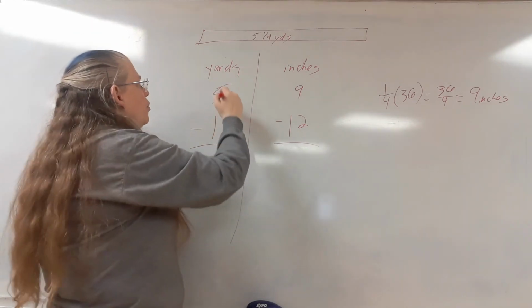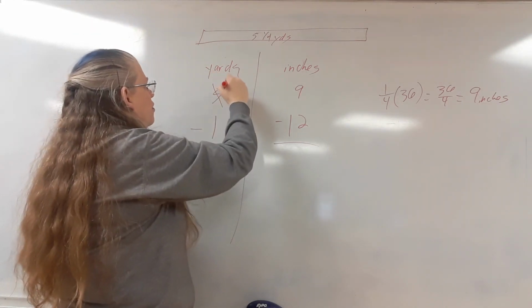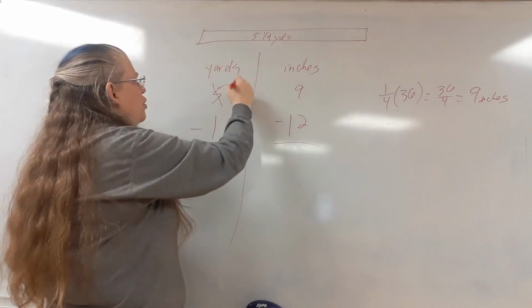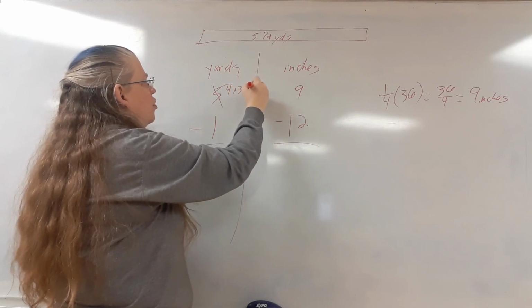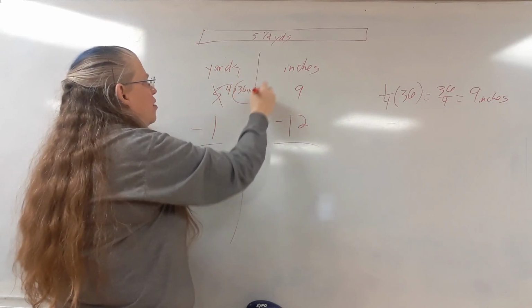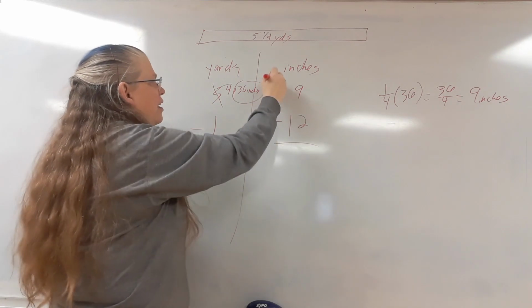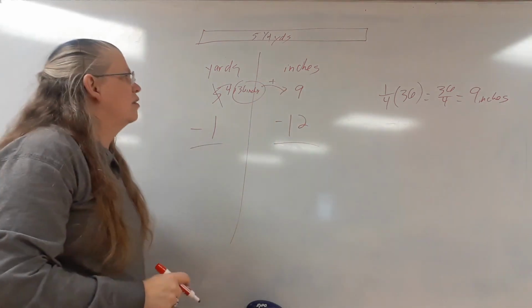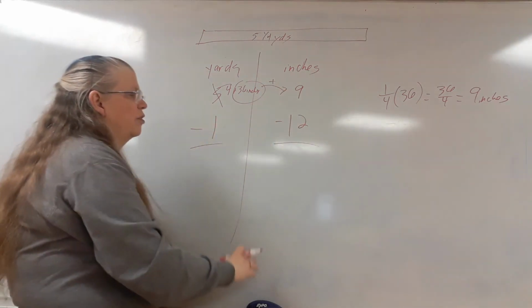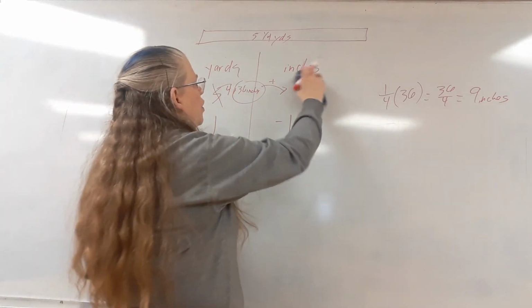So what we do is we take one of these yards and we change it into 36 inches. And then we add that to the 9. 9 plus 36 is 45.